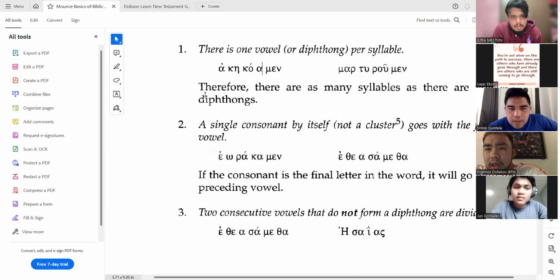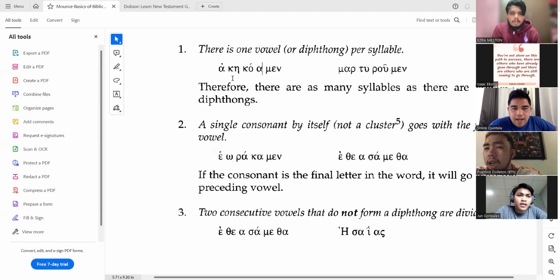Notice that this is not epsilon. This is eta. So the sound would be "ay." If it's an epsilon, it sounds differently, but this is an eta, so you sound it as "ay." Okay, two syllables. Ko. Men.